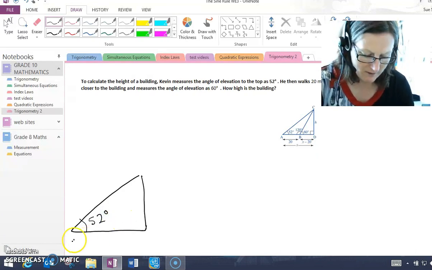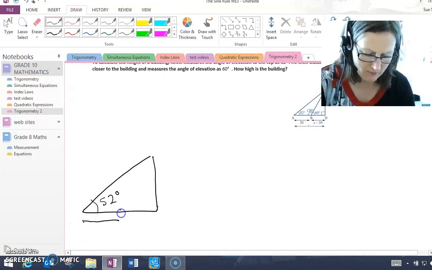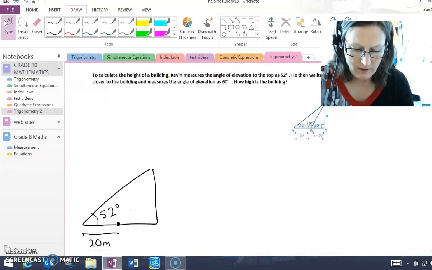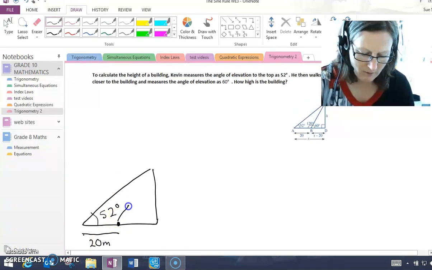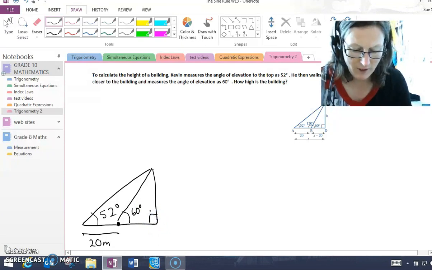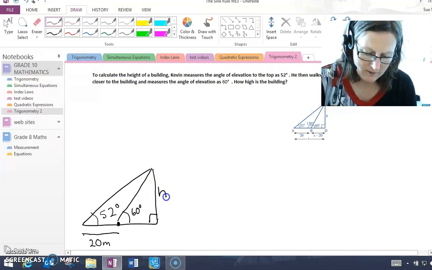Kevin walks 20 metres closer. So he walks 20 metres closer. He's now here. That distance is 20 metres. And he then looks up and the angle of elevation is now 60 degrees. This is a right angle because the building is straight up. He wants to know how high the building is.